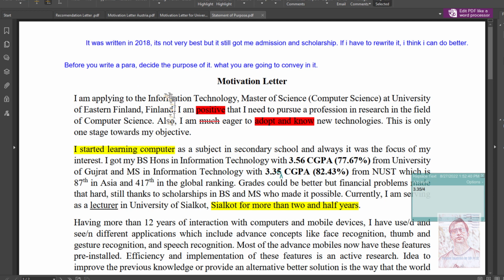First, in this paragraph I am telling which degree, which program, which department and which university I am applying to. Then what my purpose of applying is. But here you can see that I used "I am positive", which is not really a suitable word academically. And then "I am much eager", so I think "I am eager" is also okay. "Adopt and know" really don't make sense if we talk about the grammatical structure of the sentence.